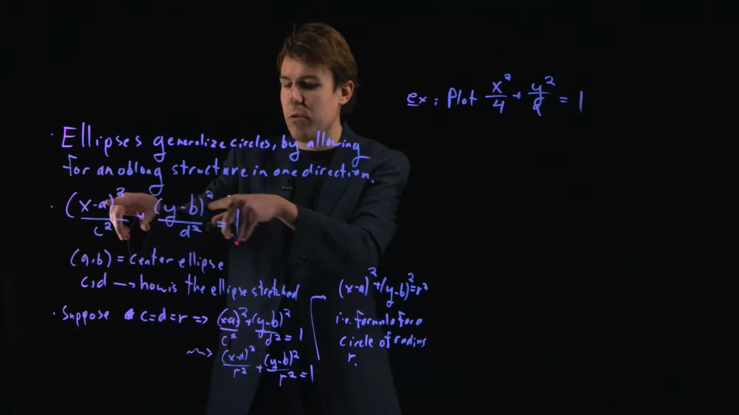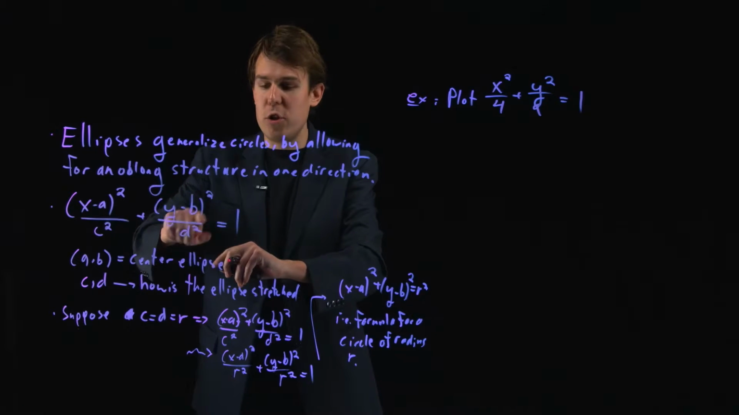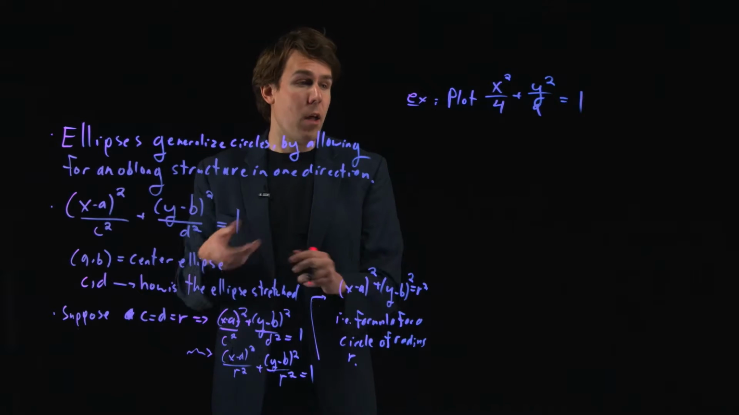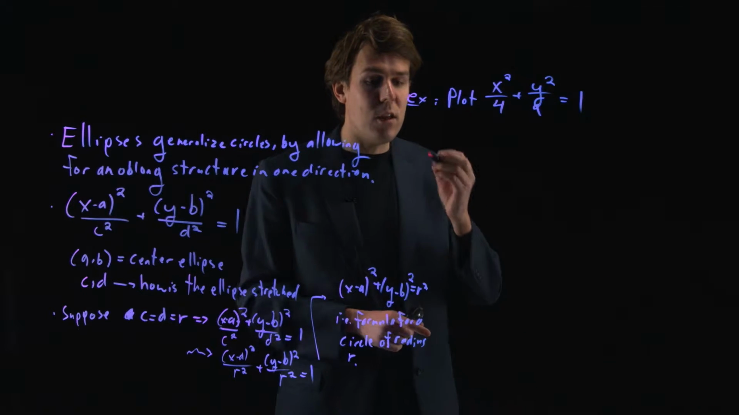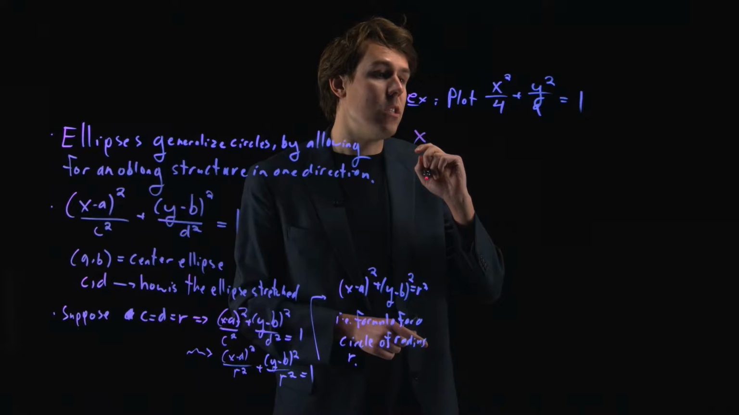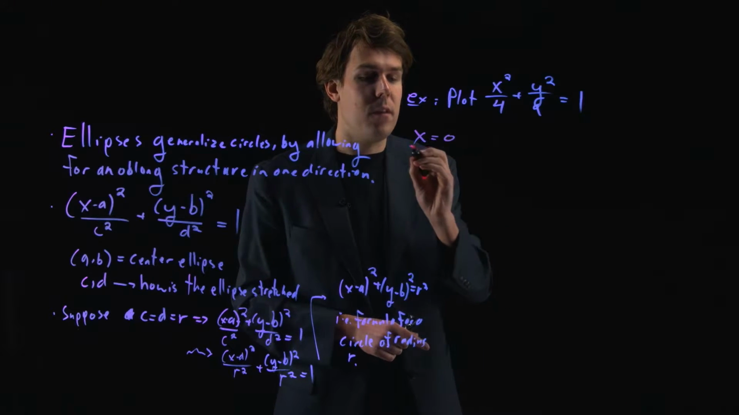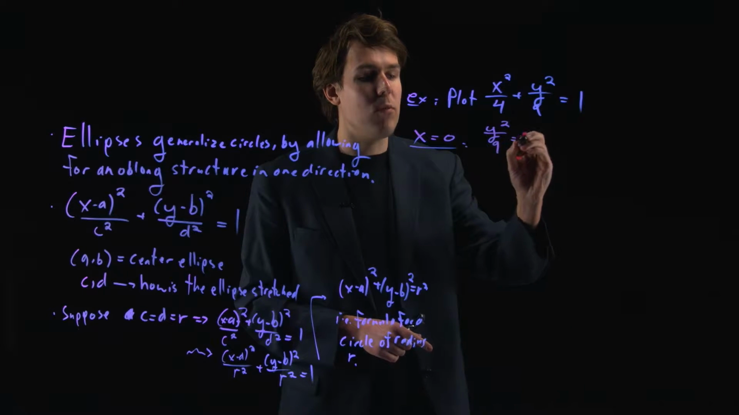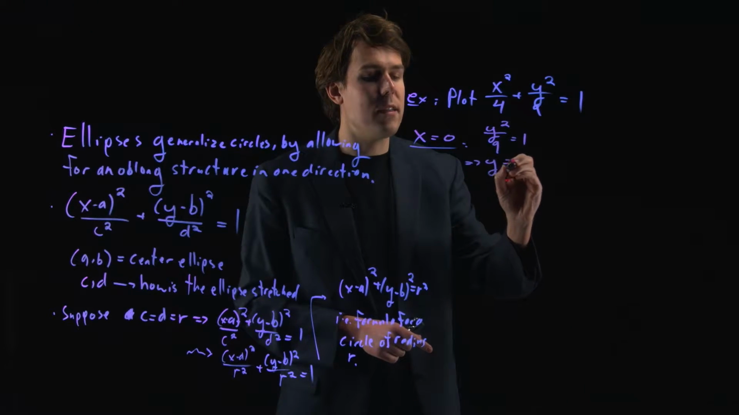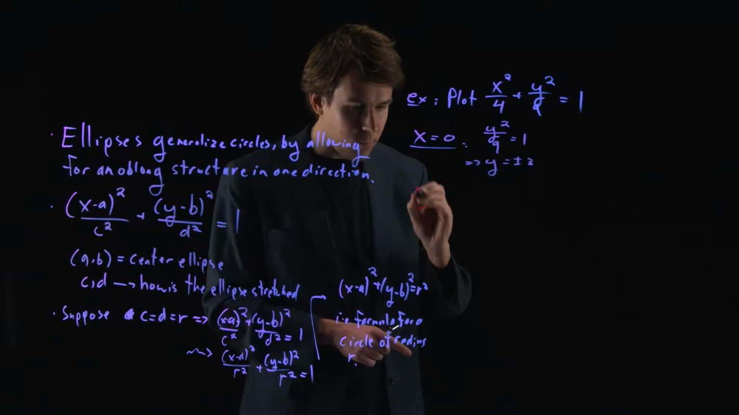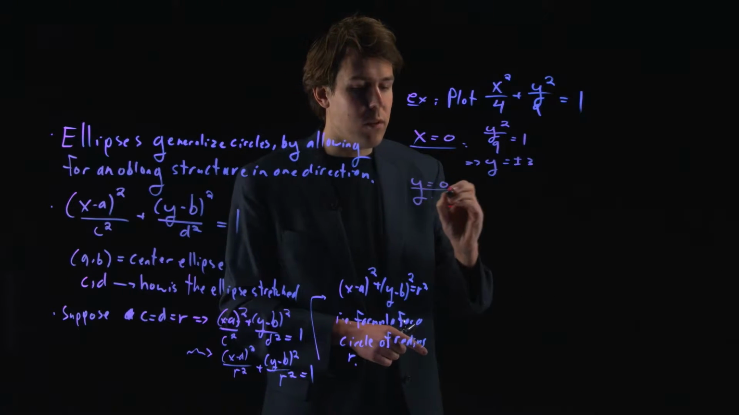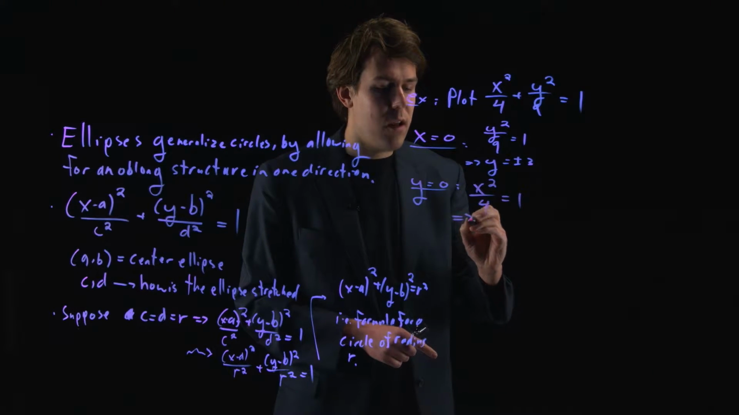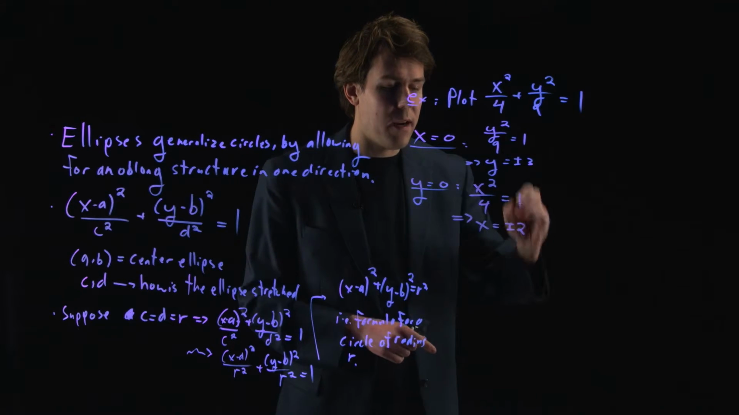So in this case, our center is at the origin. c is equal to 2 and d is equal to 3. A nice way to get started with these things is to try and plot a couple points on the ellipse. An easy way to do that is to set x equal to 0 and set y equal to 0. So if x is 0, then I have y squared divided by 9 equals 1, so y is equal to plus and minus 3. If y is equal to 0, then I have x squared divided by 4 equals 1, and this implies that x is equal to plus and minus 2.